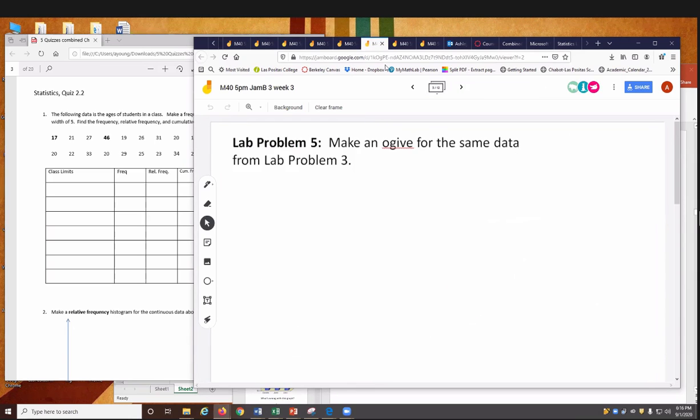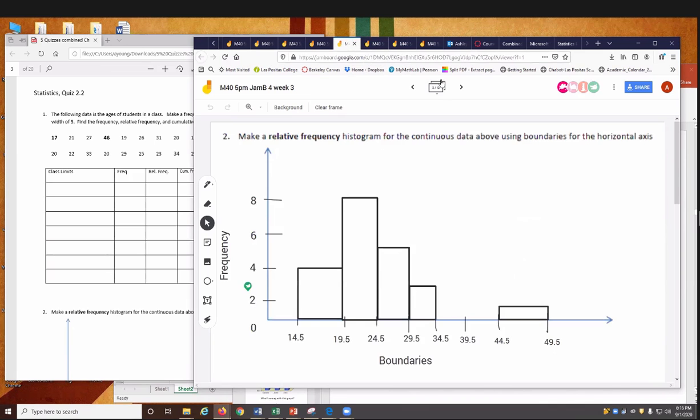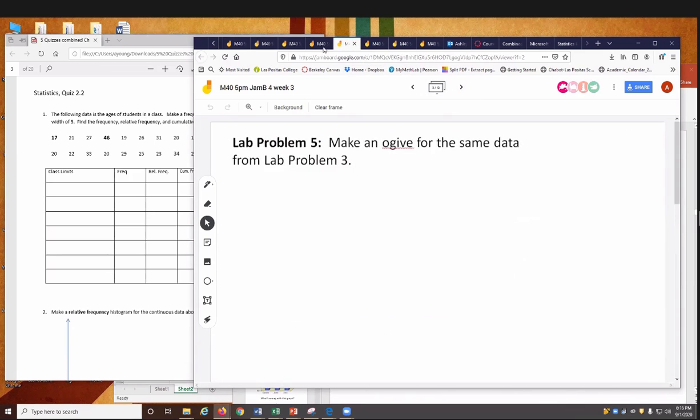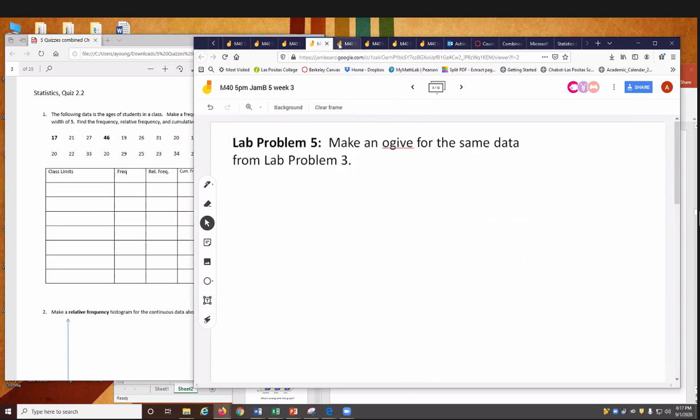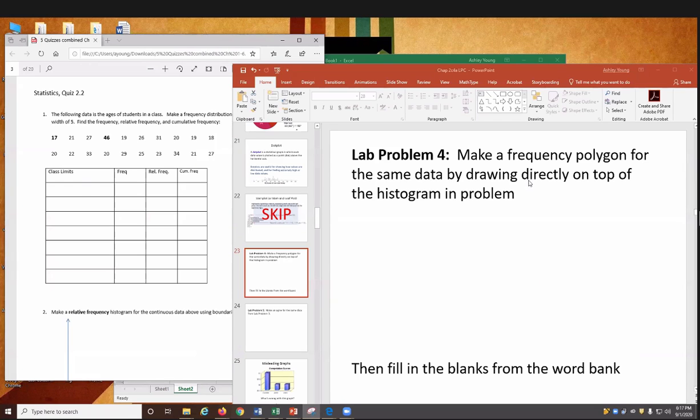Alright, so you guys, you need to make sure you get your Jamboard work done also. That does affect your participation grade. Oh, we haven't done this yet. Oh, I'm sorry, this is the ogive. So we haven't done that yet, my bad. No worries. You're all good. Fill in the blanks from the word bank. So you guys should have done that.